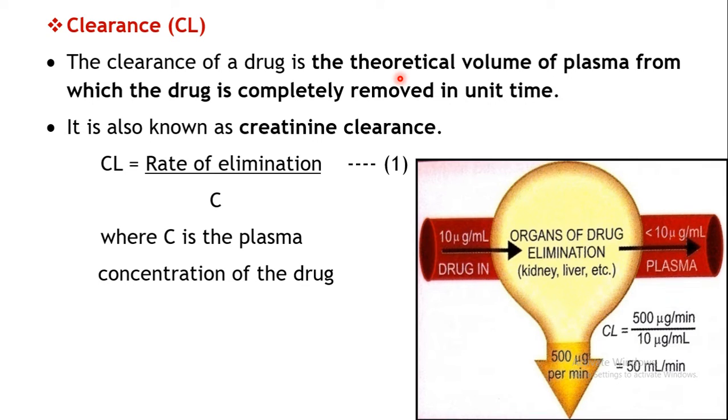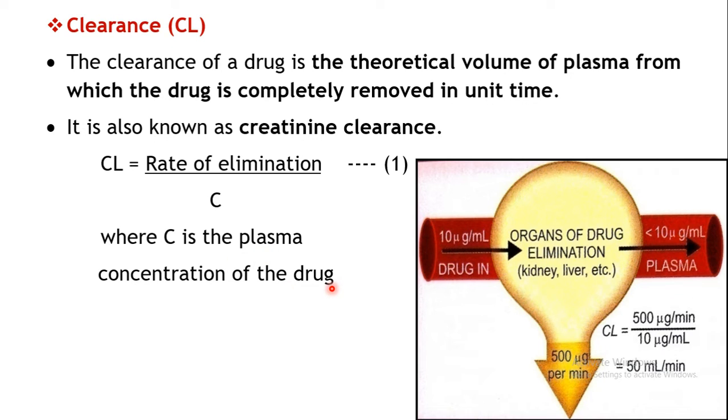Now let us see how it can be calculated. So this is the formula for calculation of the clearance. It can be given by rate of elimination divided by C. C over here is the plasma concentration of the drug.